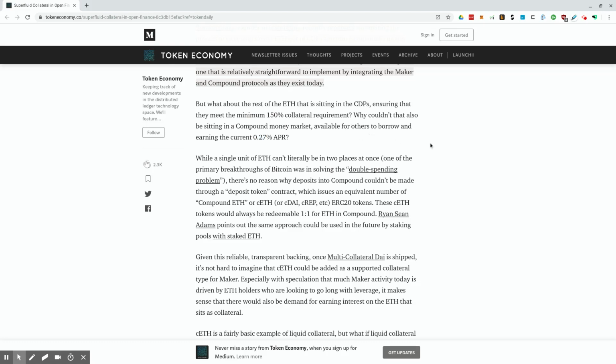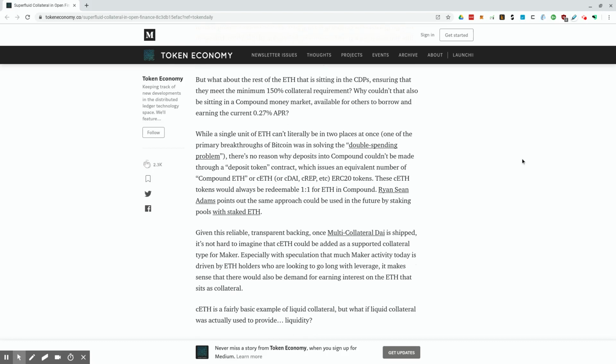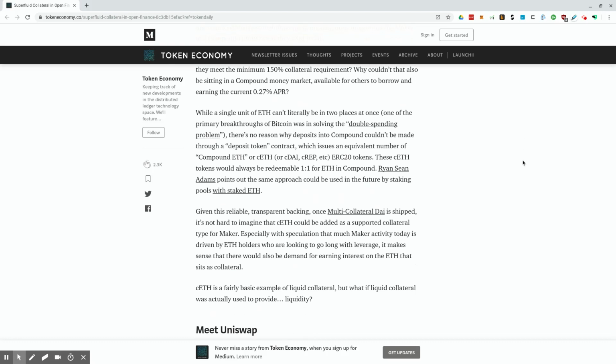While a single unit of ETH can't literally be in two places at once, one of the primary breakthroughs of Bitcoin was the solving of the double spending problem. There's no reason why deposits into Compound couldn't be made through a deposit token contract, which issues an equivalent number of Compound ETH or CETH, CDAI, CREP, etc., ERC-20 tokens. These CETH tokens would always be redeemable one-to-one for ETH in Compound. Ryan Sean Adams points out the same approach could be used in the future by staking pools with staked ETH.